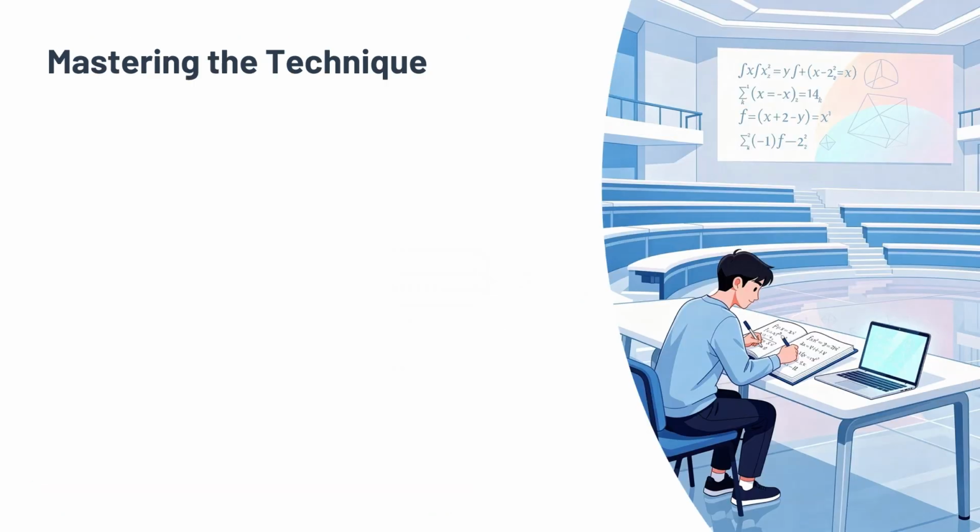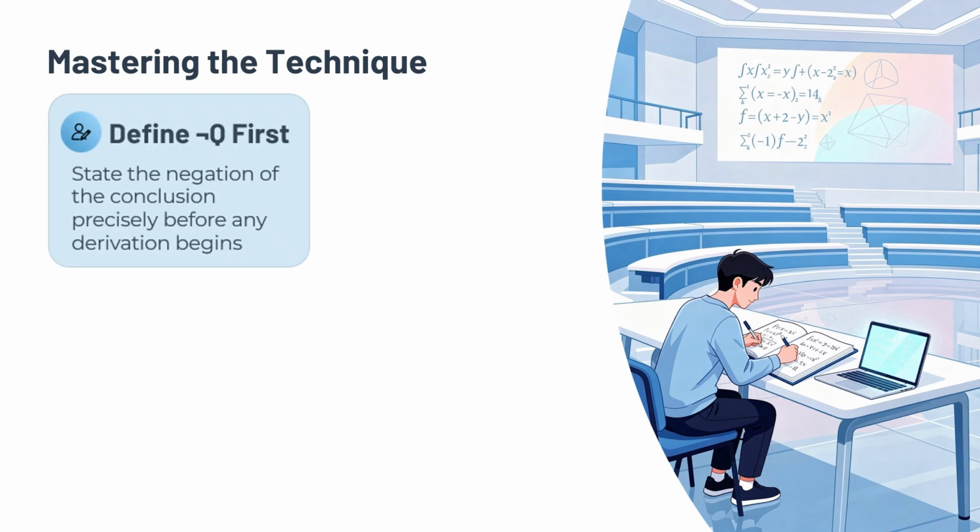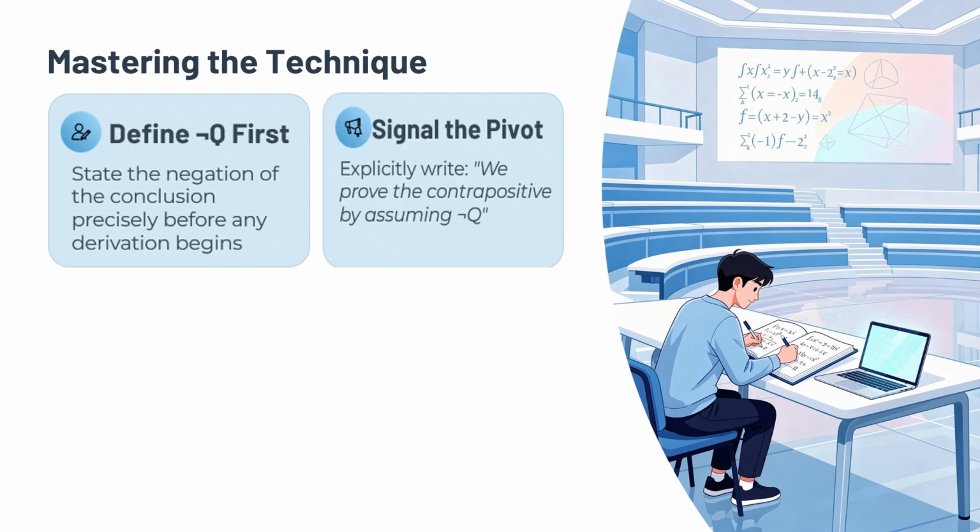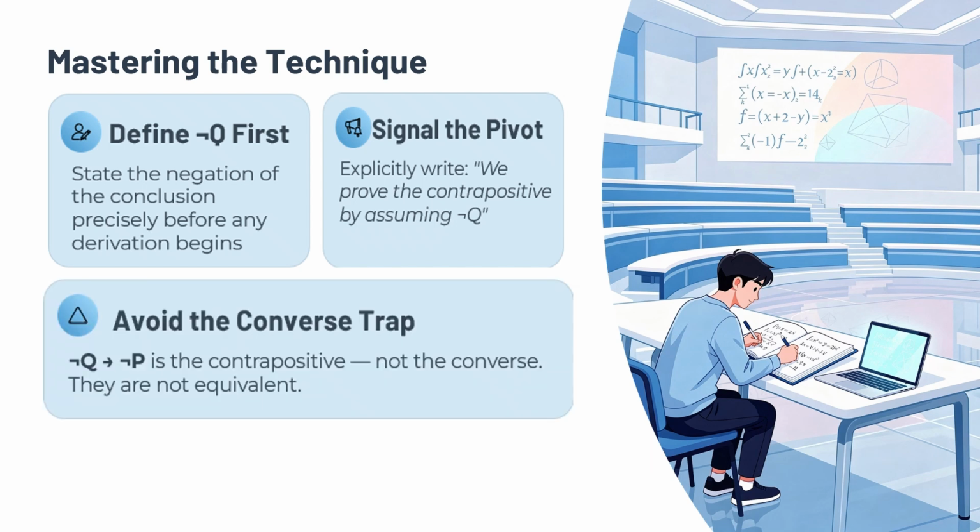Now that we've seen contrapositive proofs in action, let's focus on mastering the technique. The first step is precision. Always define the negation of the conclusion clearly before beginning any derivation. Ambiguity in not Q leads to confusion, so clarity here is essential. Second, signal the pivot. Explicitly state, we prove the contrapositive by assuming not Q. This not only guides your own reasoning, but also communicates the logical structure.